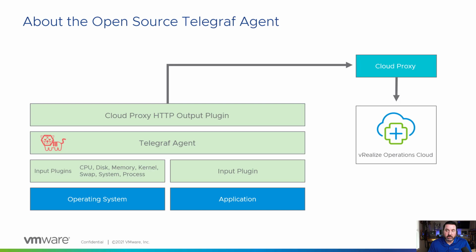It's already configured to pull in your OS level metrics. And then, for the applications, we need to configure input plugins to connect to those applications and get those metrics out. Once they've been collected by the agent, the Cloud Proxy output plugin is what the Telegraf agent uses to ship that data, formatted the way we expect to see it, to the Cloud Proxy, which then sends it to vRealize Operations Cloud or vRealize Operations on-prem. But I think the key thing to point out is that we do need a Cloud Proxy to be able to collect those metrics.